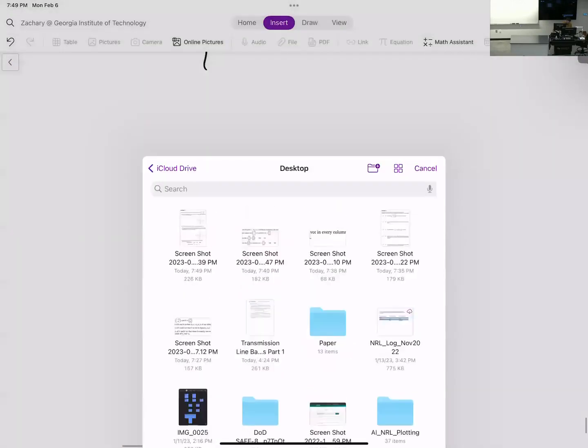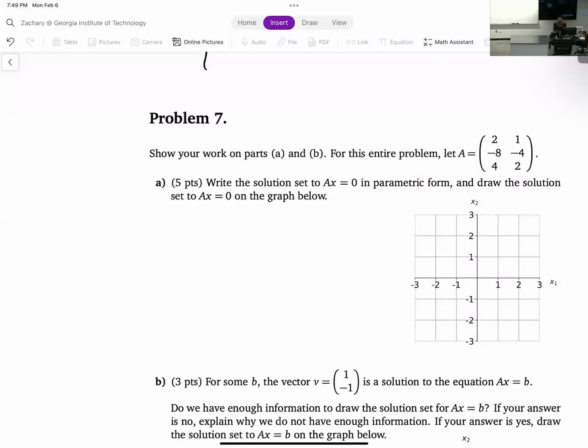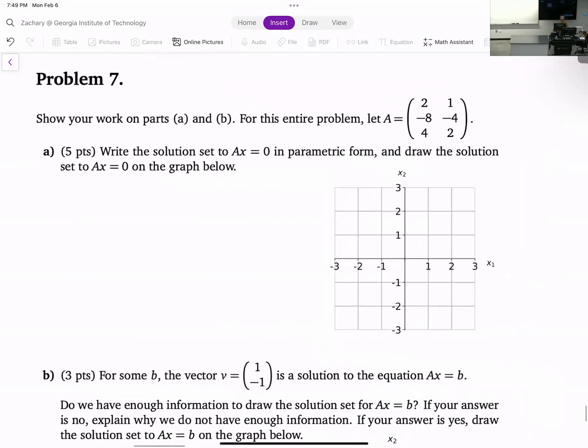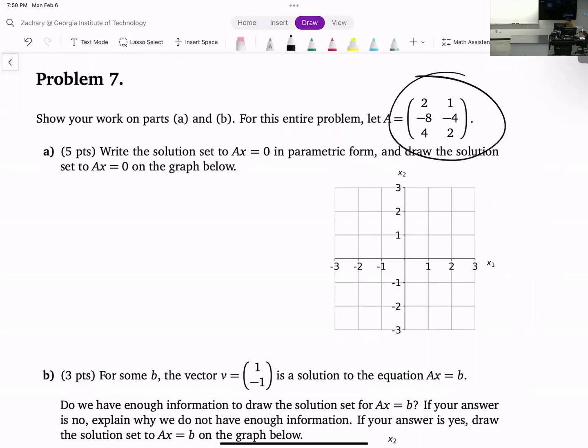All right, question 7. Another rule of thumb for these sort of things, and basically any college exam, is problem 7 will probably be some kind of tricky something rather, right? So what this gives us is, let A be this. And it says write the solution set to Ax equals 0 in parametric vector form and draw the solution to the graph below. This question came on last year's midterm, I believe, to some extent.